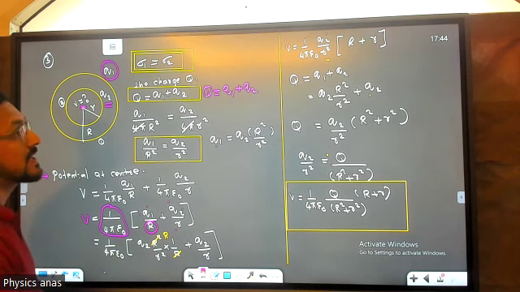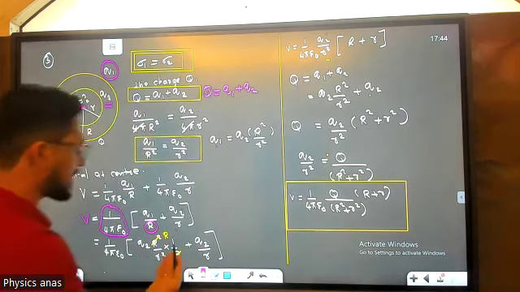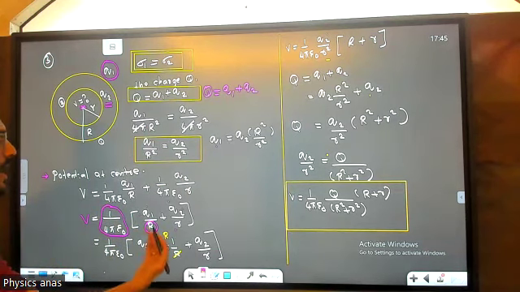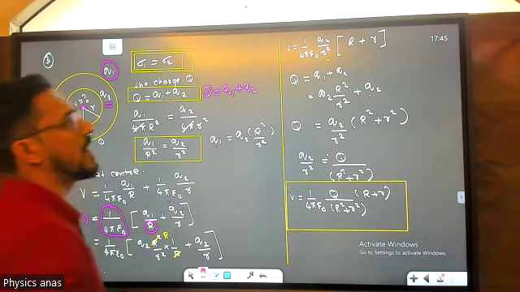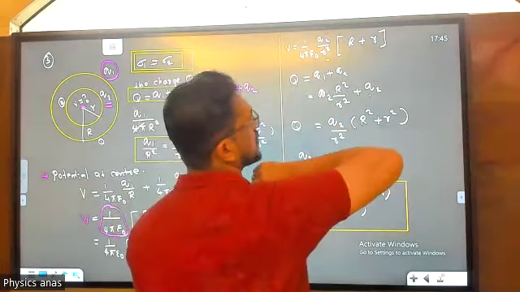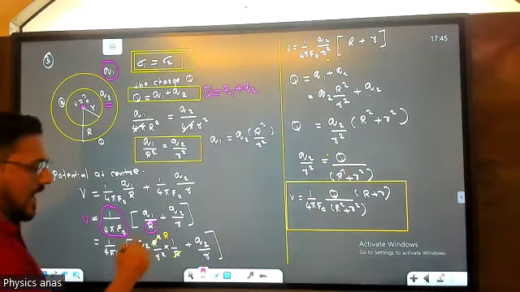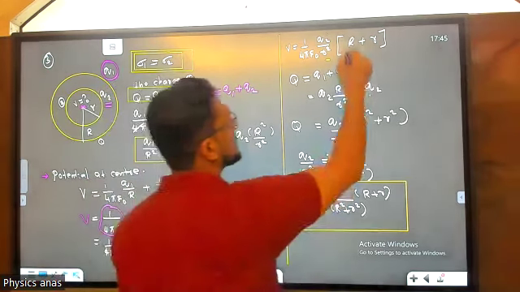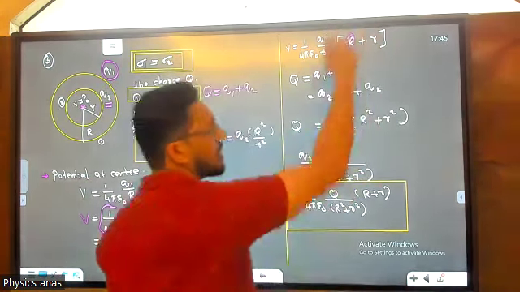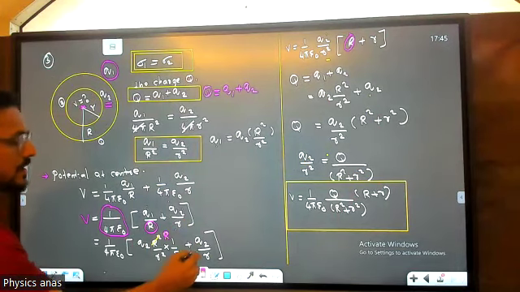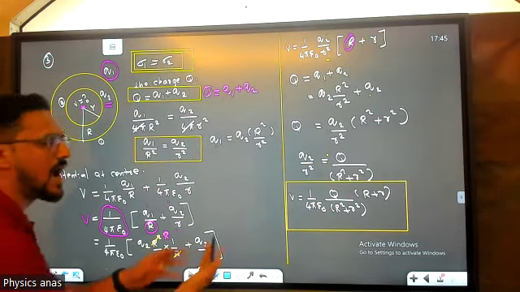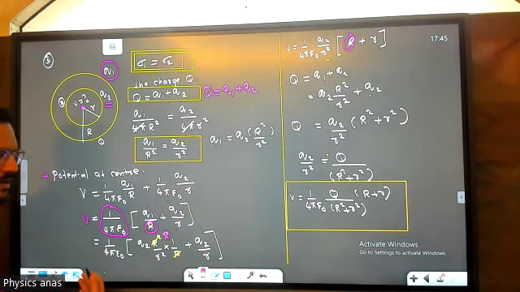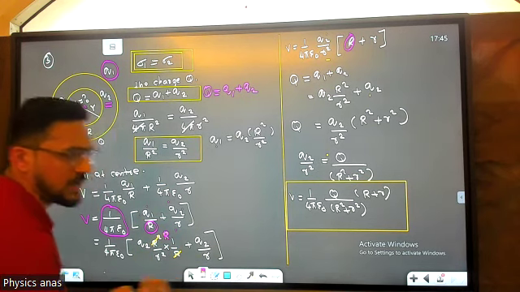Now I am taking out this Q2 by R square from it. If I take this Q2 by R square from it, you will be left with only R here. See, only R here, that is this R. And what is the other one? That will be Q2 by R square. You have to take out Q2 by R square, but there is no R square in it.